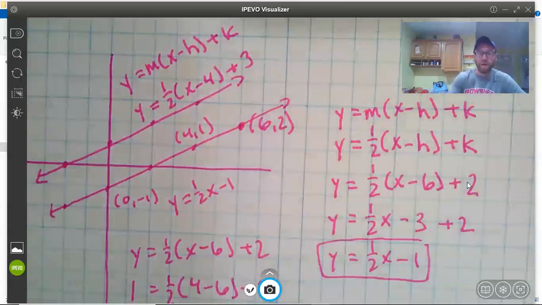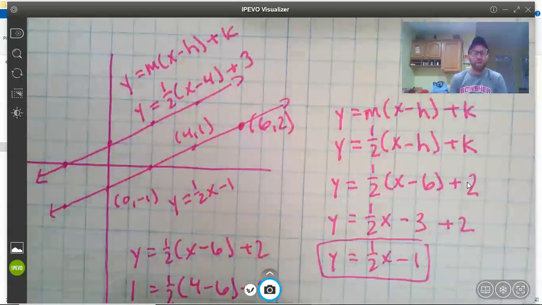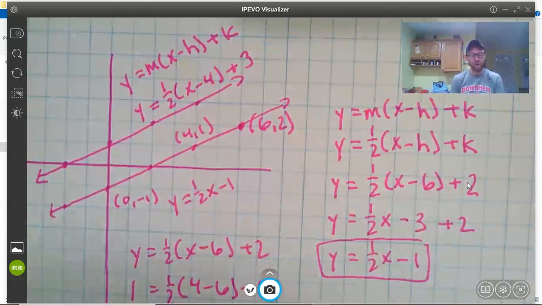Now, we've been talking about point-slope form of a linear equation, and we were also talking about writing the equation of a line that's parallel to some given line and passes through a given point. Before we move on from that, I do want to make a couple of quick comments to help you out.